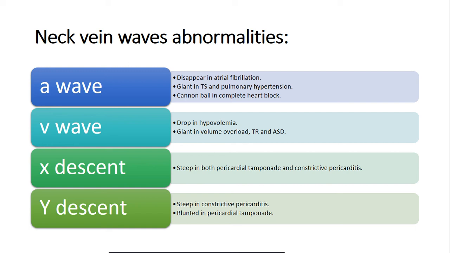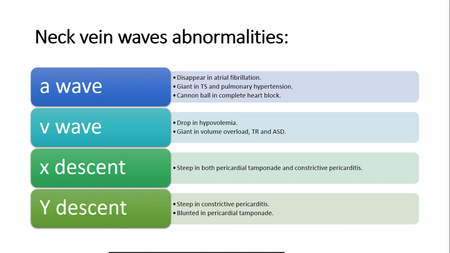The A wave will be giant if the patient has tricuspid valve stenosis or pulmonary hypertension for any reason, because the pressure gradient will be high, the atrium will contract against the high pressure, so the A wave will be prominent.